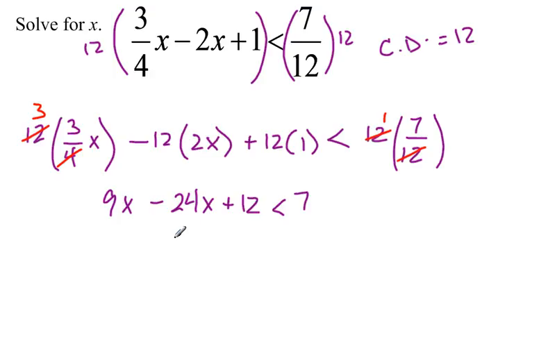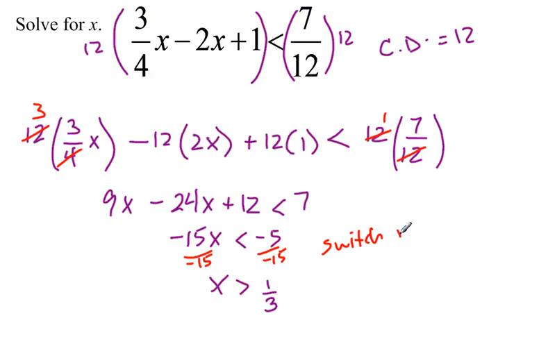I subtract these two, negative 15x. I'm going to also subtract 12 in the same step. 7 minus 12 is negative 5. And now here we're going to divide by a negative number. Notice we're dividing by negative 15, which means we're going to switch our inequality from less than to greater than. My answer is x is greater than 1/3. So just a note here that we switch the inequality when dividing by a negative.